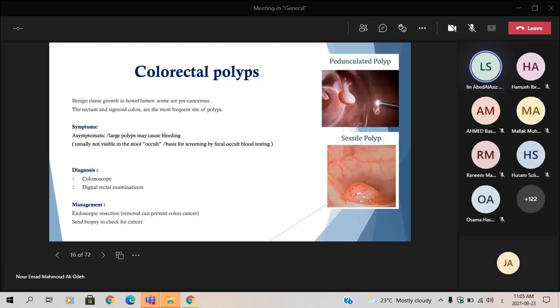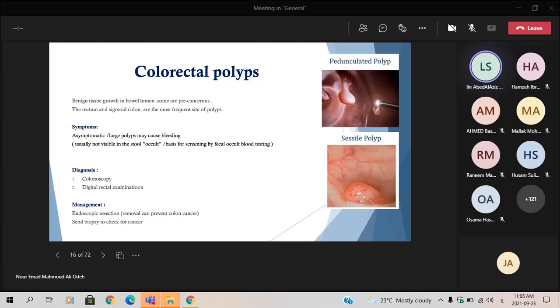Most common بتكون إنها benign, could be precancerous. إذا كانت precancerous بيعملوها لها removal. هي غالبا asymptomatic، ولكن large polyps can be presented with bleeding and this bleeding is not visible من السم. عشان هيك is very important as a screening test for colon cancer اللي هو occult blood testing.